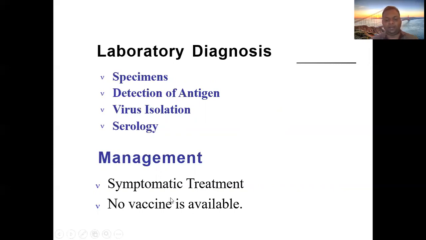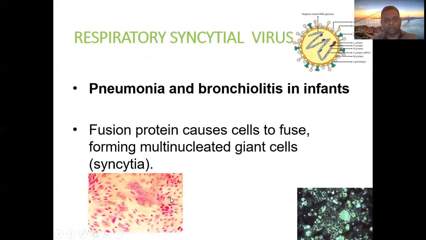No vaccine is available. RSV is a common etiology and it causes bronchiolitis and pneumonia in infants. Why is it called respiratory syncytial virus? Syncytial formation: the fusion protein causes cells to fuse, forming multinucleated giant cells. That's why it's termed syncytial.